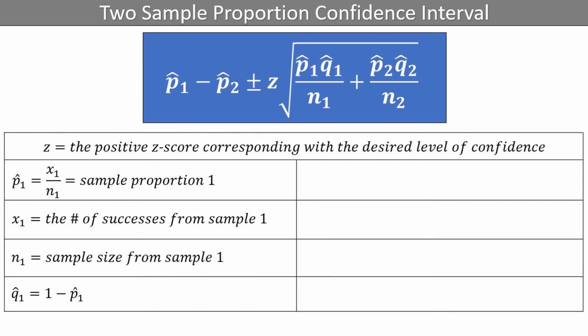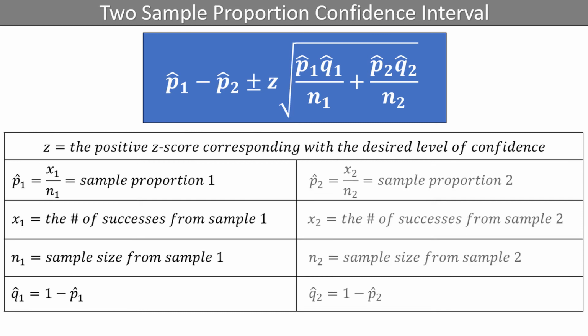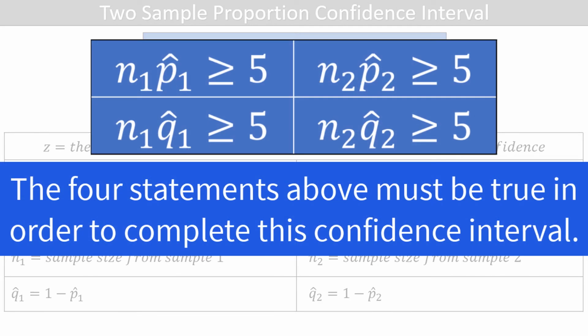The same idea follows for all terms with a subscript 2, except they come from the second sample. In order to use this confidence interval, n times p hat and q hat must be at least 5, both in sample 1 and sample 2. Some textbooks suggest they should be at least 10. This ensures that the distribution of p hat 1 minus p hat 2 follows a normal distribution by the central limit theorem, which is required in order for us to complete the test.